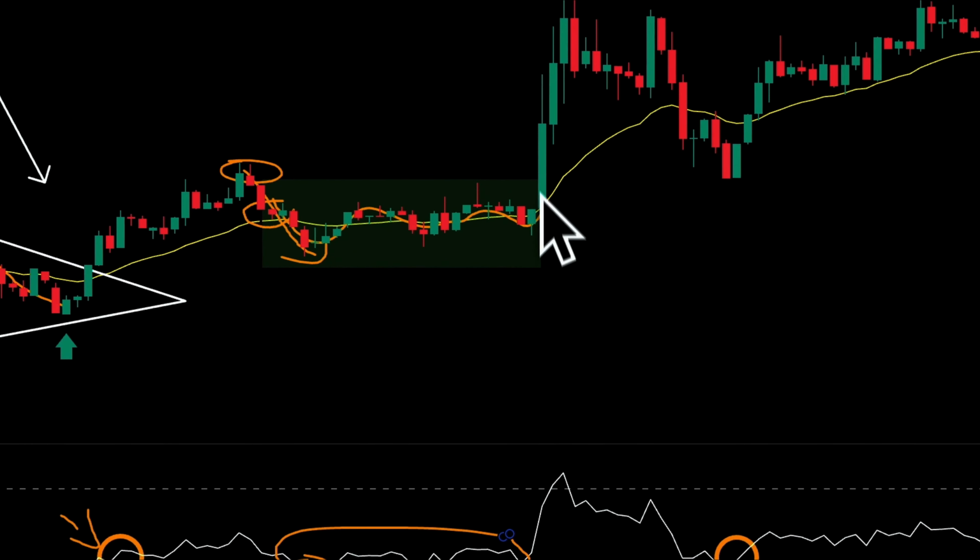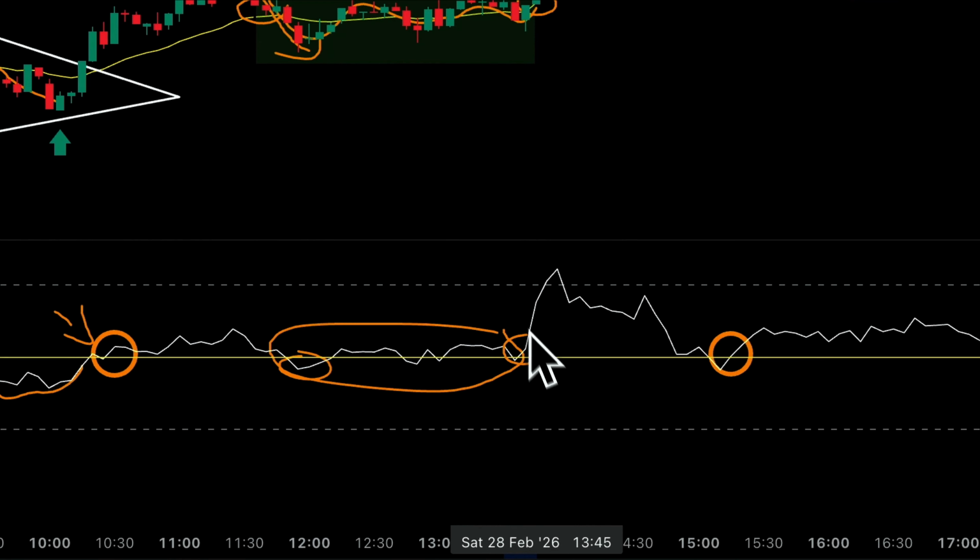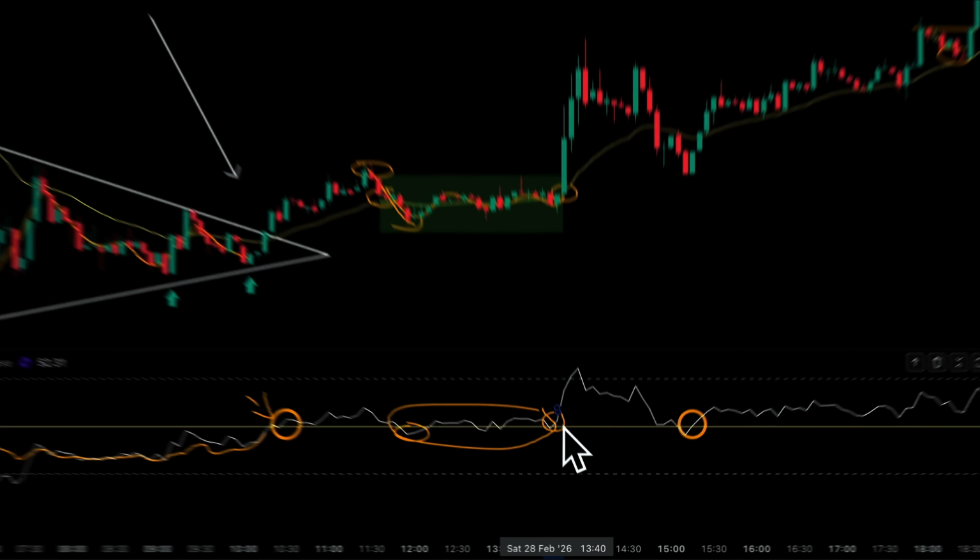Right here, you can see it. It's going to break back above the 20 period moving average strongly. The RSI here is also going to move up sharply. It's going to move away from the 50% zone.